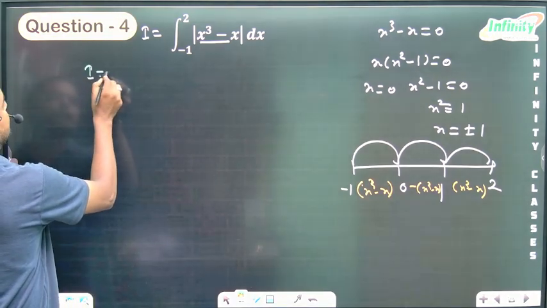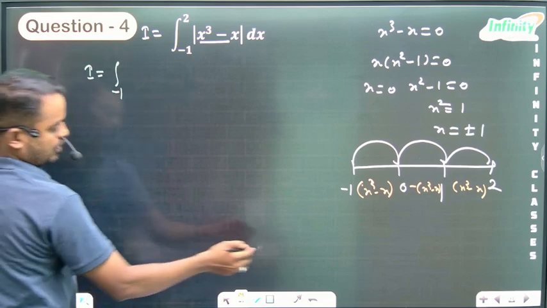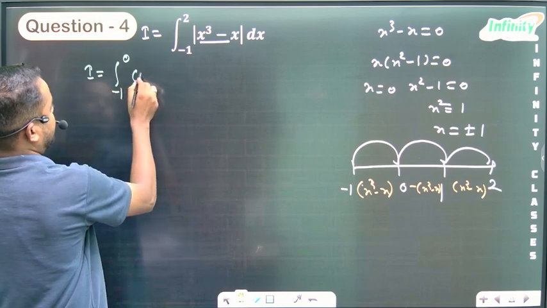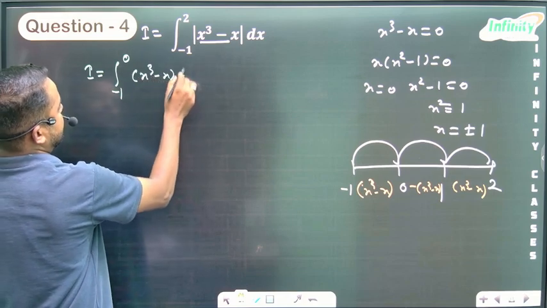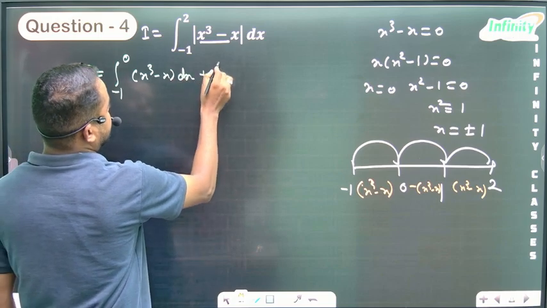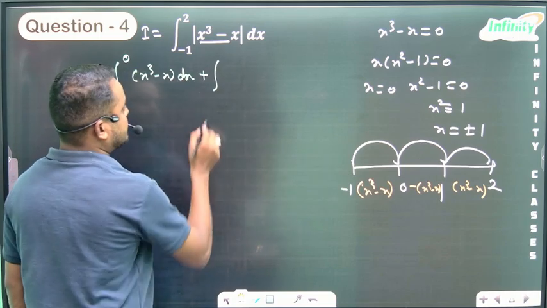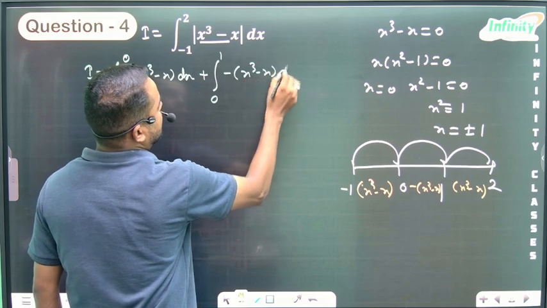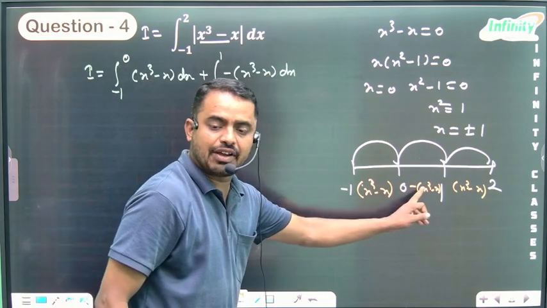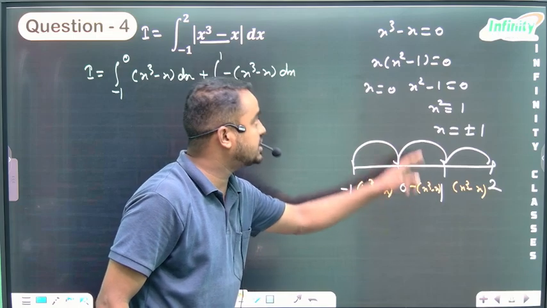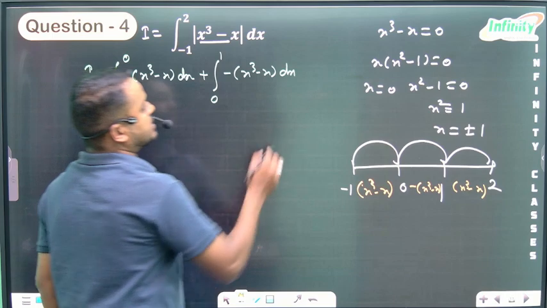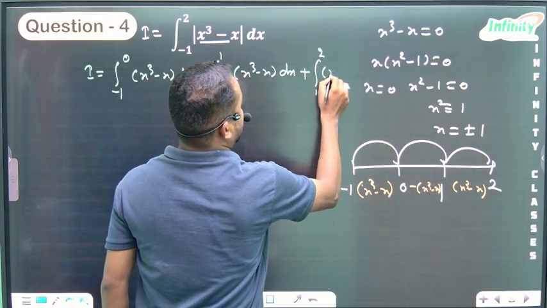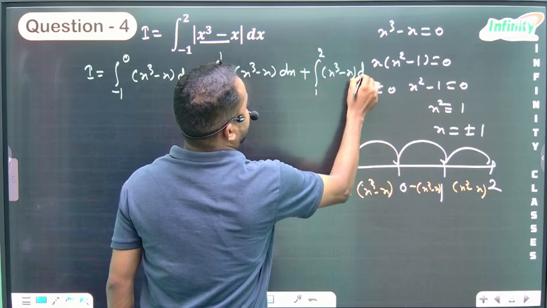I is equal to, first, minus 1 to 0, here it is positive, that is x cube minus x dx, plus 0 to 1, here it is negative, x cube minus x dx. You have to test here, take any value between 0 and 1 and test for this result. So it will be negative here, plus 1 to 2, x cube minus x dx.